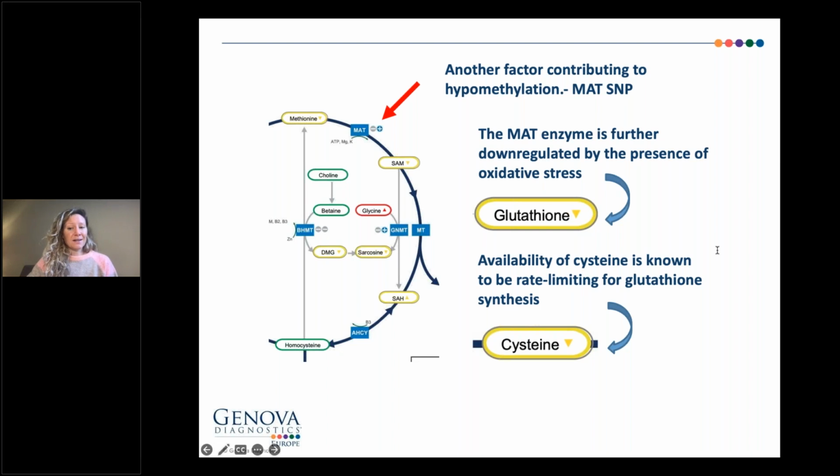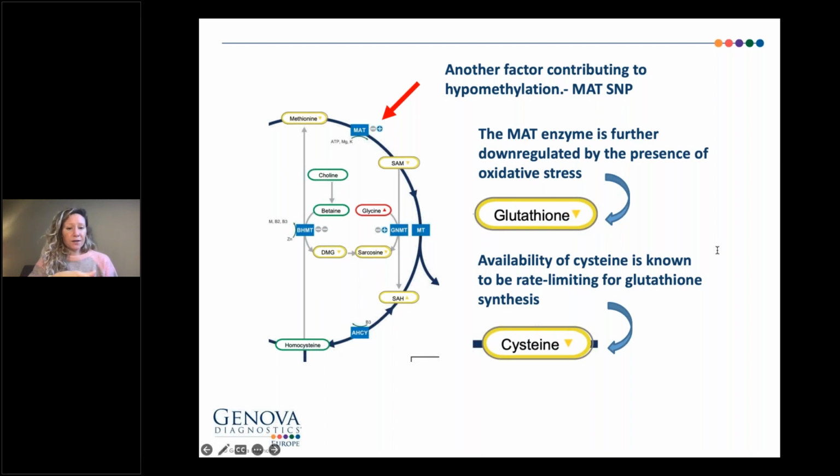We also know that this enzyme is further downregulated by oxidative stress. As you can see, her glutathione is low, and we know that glutathione is the body's most potent intracellular antioxidant and is able to scavenge free radicals as well as acting as a detoxifying agent. So her oxidative stress was potentially high because her glutathione was low, and that could have been having an impact on the functioning of that enzyme, in addition to having a SNP which has a downregulating impact on that enzyme.